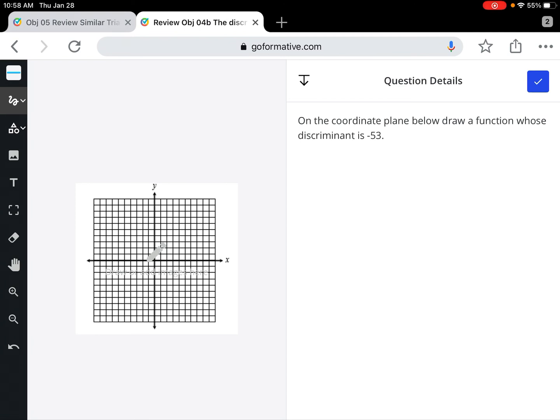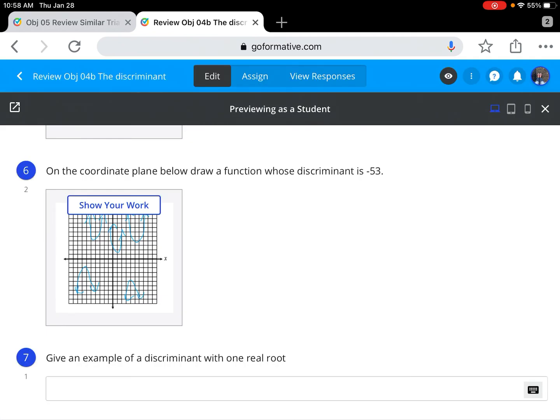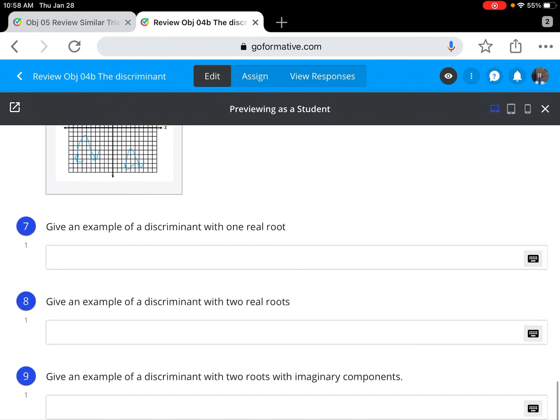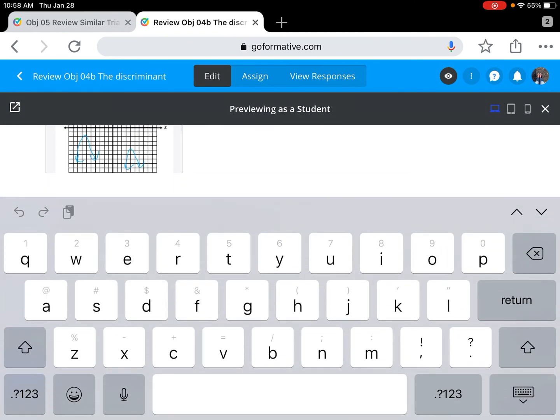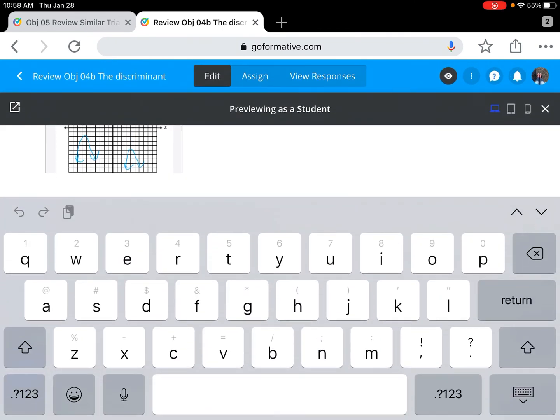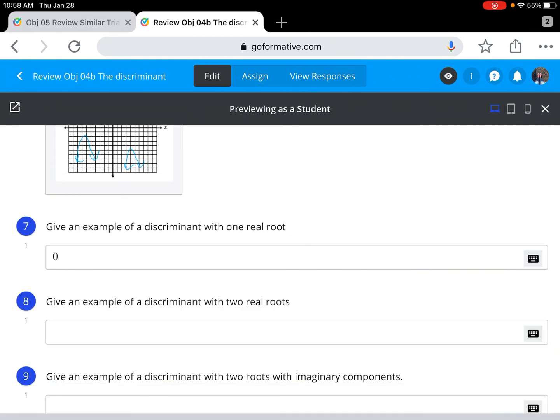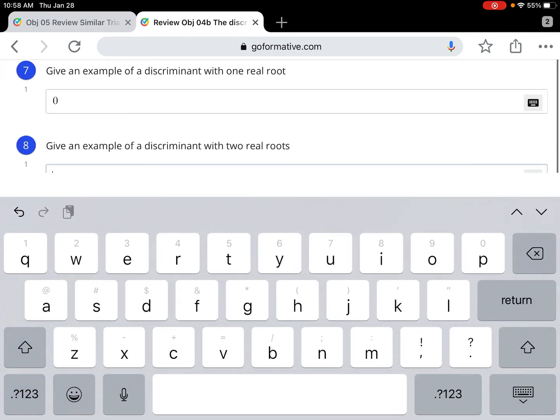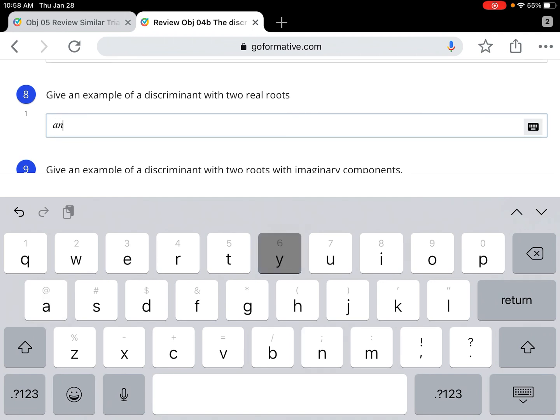So right there, or maybe you'd have one that's like this right here. Number 6, on the coordinate plane, discriminant is negative 53. Anything that you draw, as long as it didn't touch the x-axis or wasn't going to touch the x-axis, is fine. It could touch the y-axis, so this guy would actually work. It's just the x-axis that's the problem. An example of a discriminant with 1 real root would be 0. 2 real roots would be any positive number.